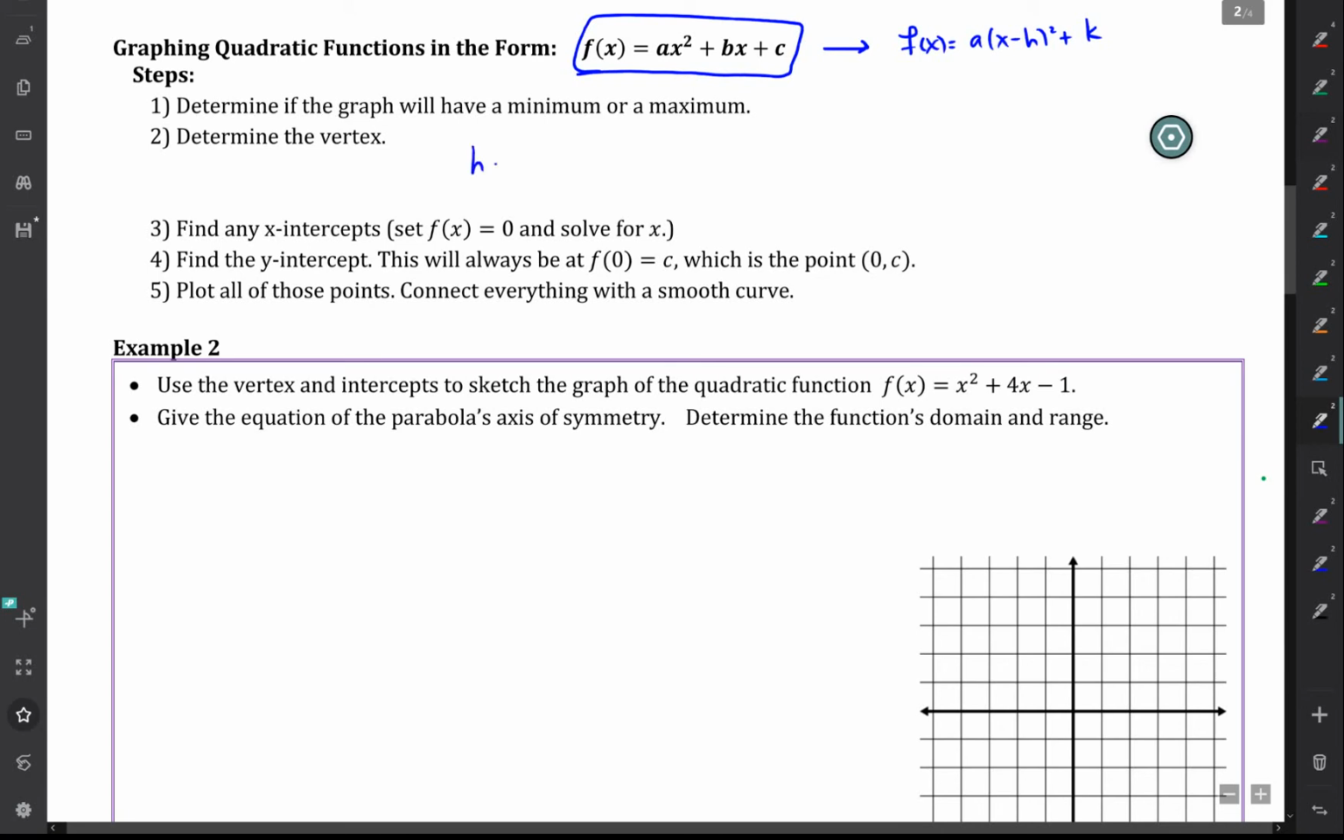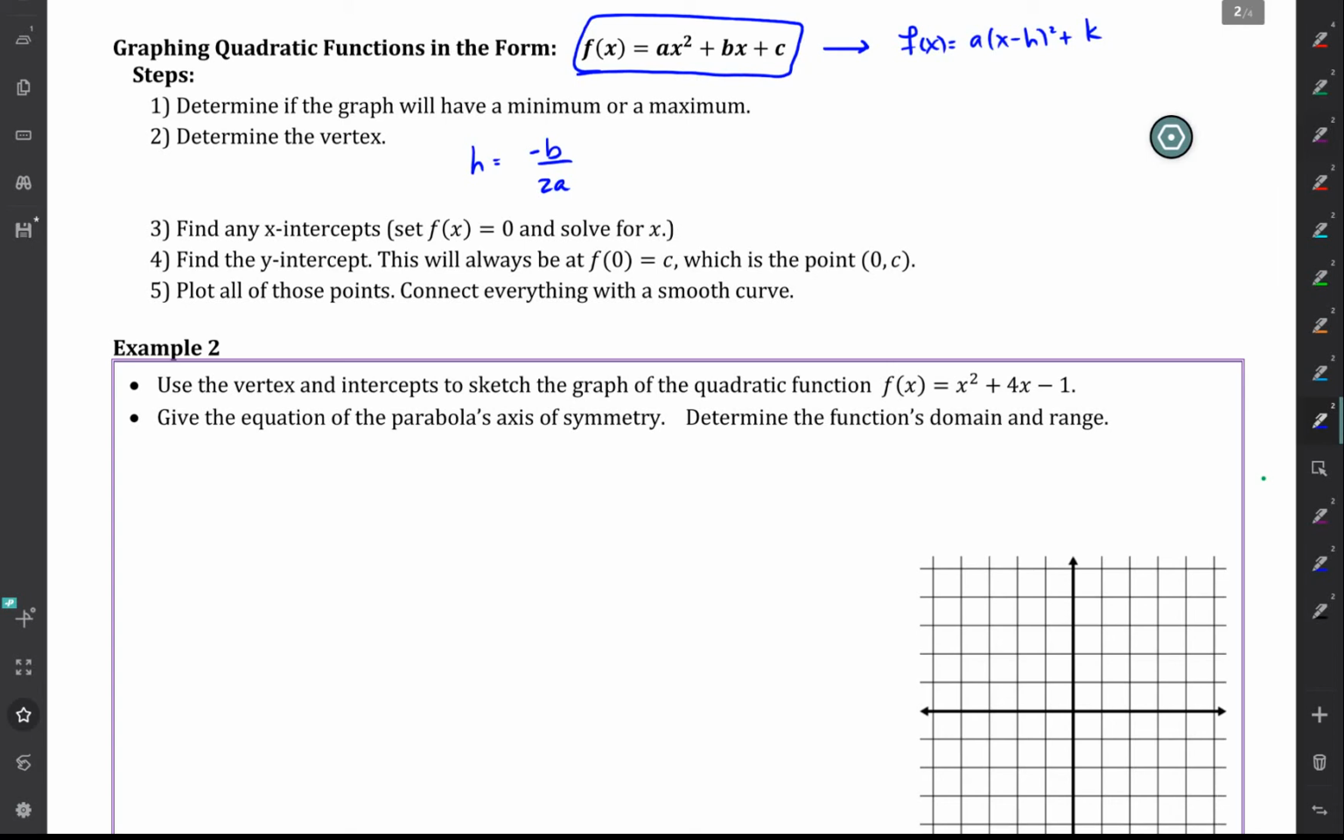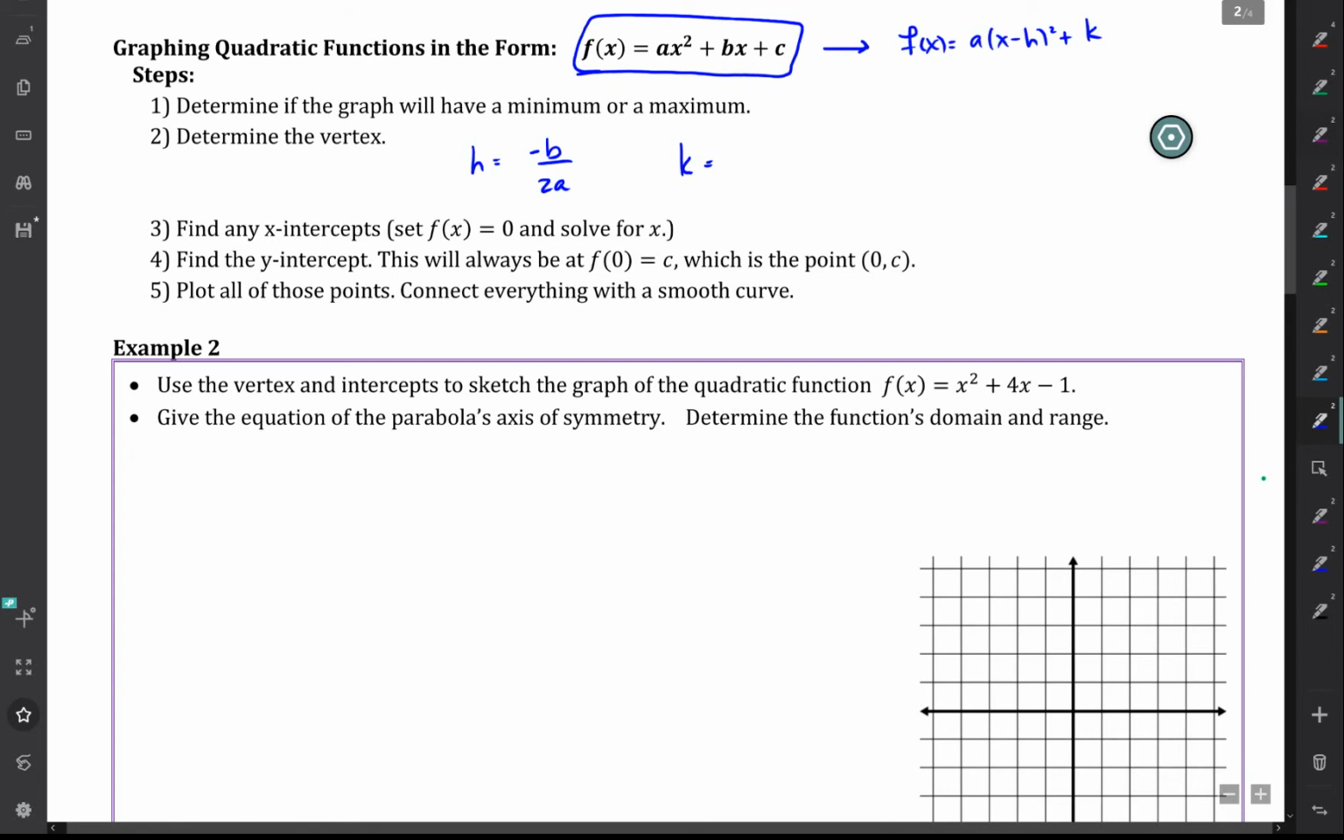Well, h is always actually going to be negative b over 2a. And you can derive that using completing the square. And then the k value is actually going to be f of negative b over 2a.